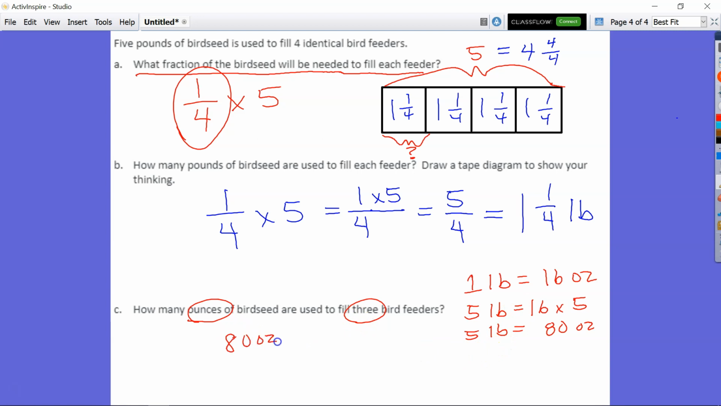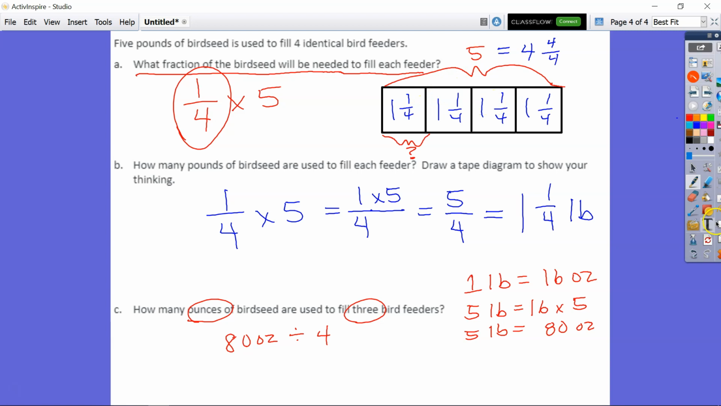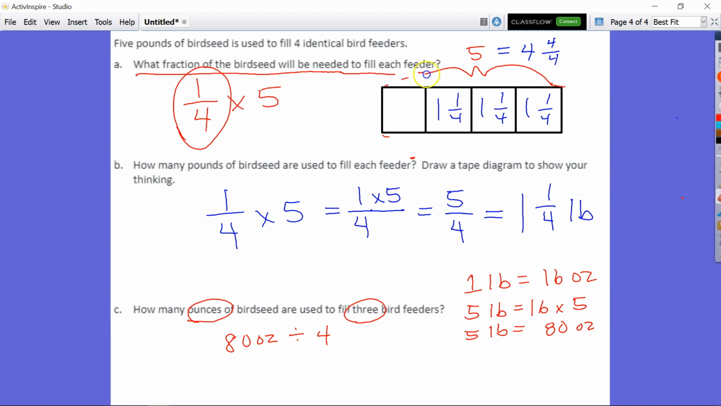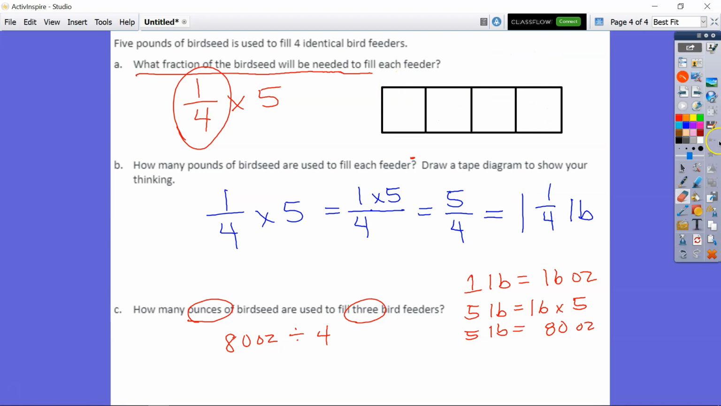So now we have 80 ounces divided by 4 bird feeders. That's what we have here. So instead of having our 5 pounds, that would be 80 divided by 4. And if we need to see that, let's go ahead and look at that on our tape diagram. We made the conversion, and we said that 5 pounds is equal to 80 ounces. So now we would have the same thing here.